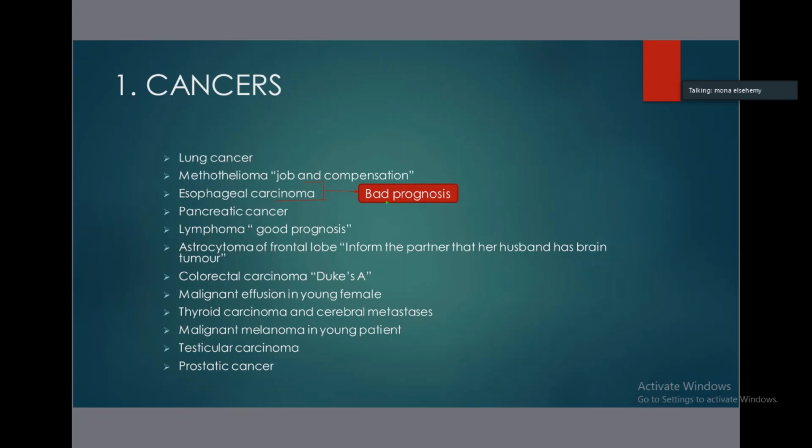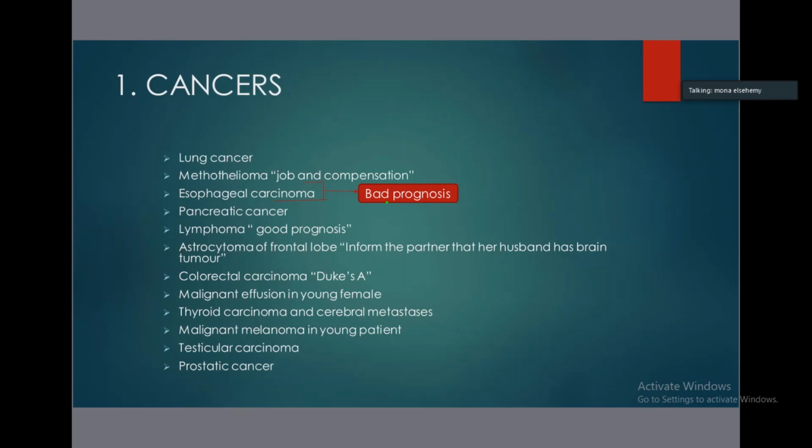Thirdly, since it affects the fertile age group, it is very important to tell the patient that his problem is going to affect his fertility. So it is better to keep his sperm in a sperm bank, or ova in an ova bank, because the treatment affects his fertility. Again, in such a situation you have to stress some of the bad effects or side effects of the chemotherapy.